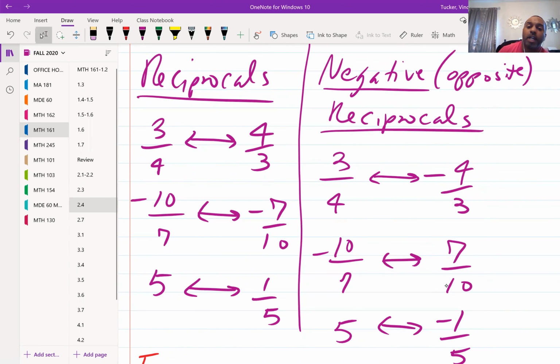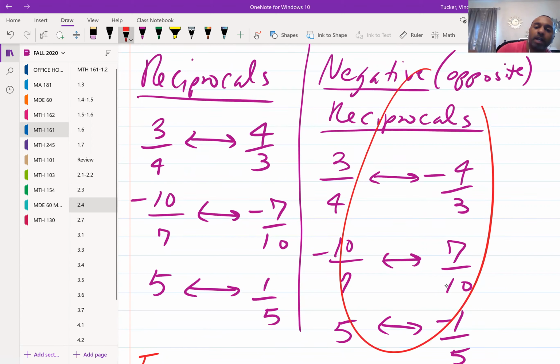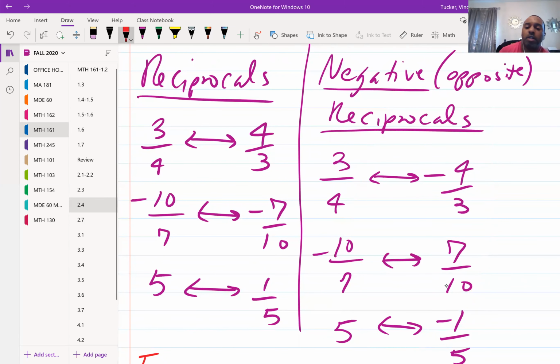But when you're talking about negative reciprocals, which is what pertains to lines that are perpendicular, you flip the fraction and you use the opposite sign. All right. Questions on negative reciprocals. You flip the fraction and you use the opposite sign.